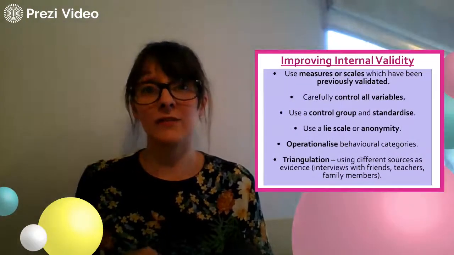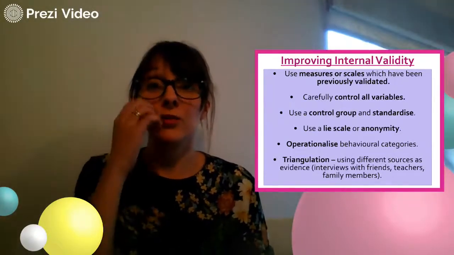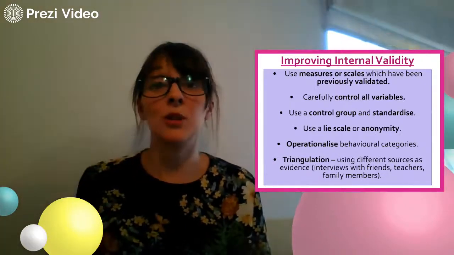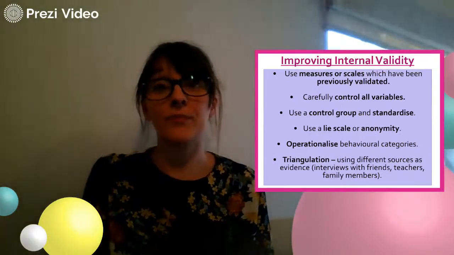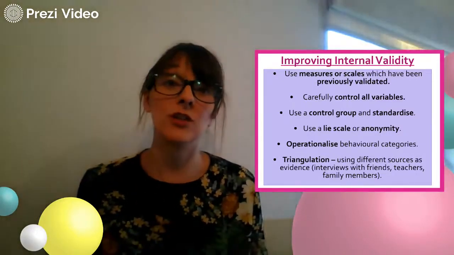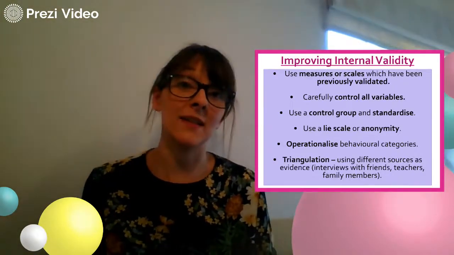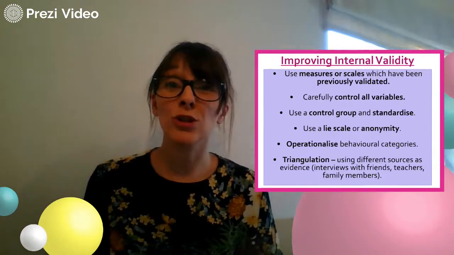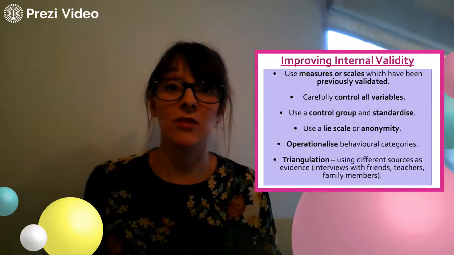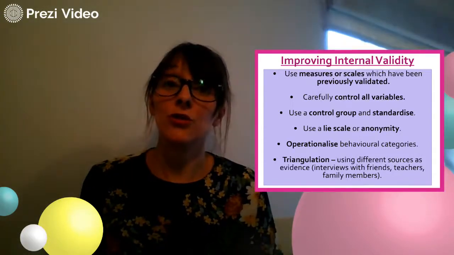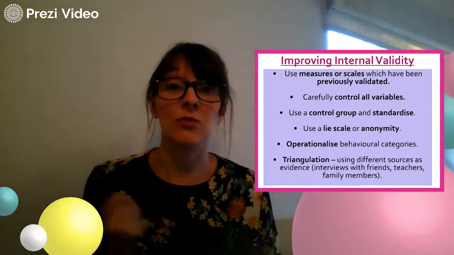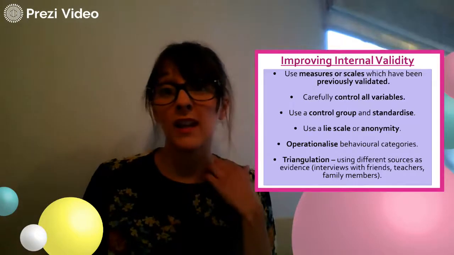We can improve internal validity in a number of ways. So we could use measures or scales that have previously been validated. So I could use that questionnaire that's already been used on a different test in my experiments. I shouldn't necessarily have to create my own, or I could use some questions off a previously established test and combine them with my own. I need to make sure I control all of my variables, so I know that it's just what I am changing that is affecting the results of the experiment. I could use a control group, so I could use my questionnaire on a control group of individuals as well as the ones that I'm looking at.